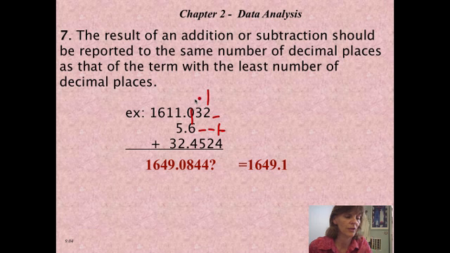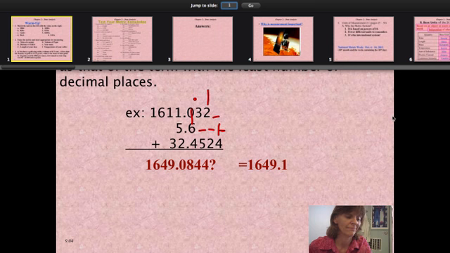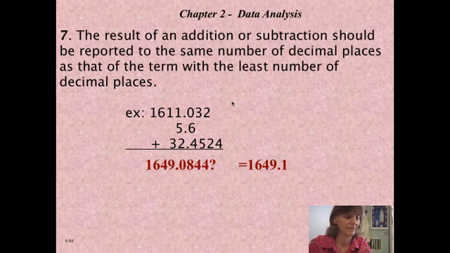Let me use another color here. If I don't hit the wrong button again. So the least precise location is the tenth. So I round this part off. It's more than half, so I round up.